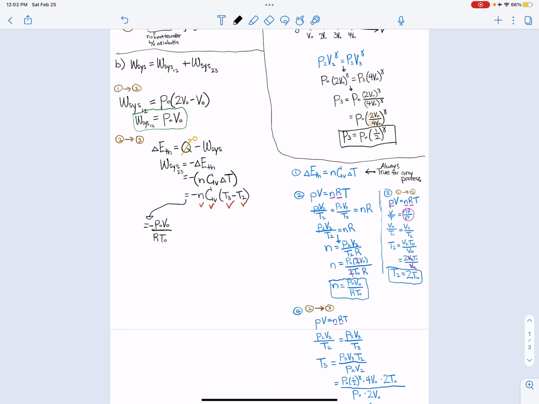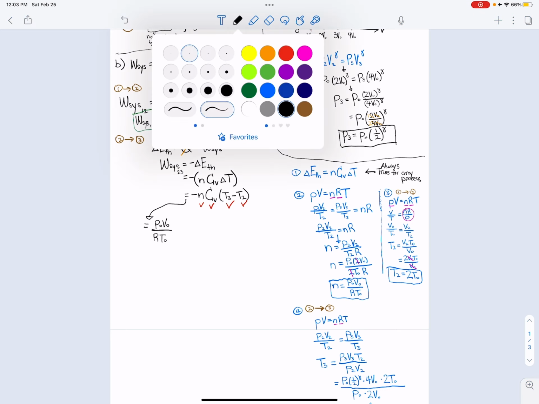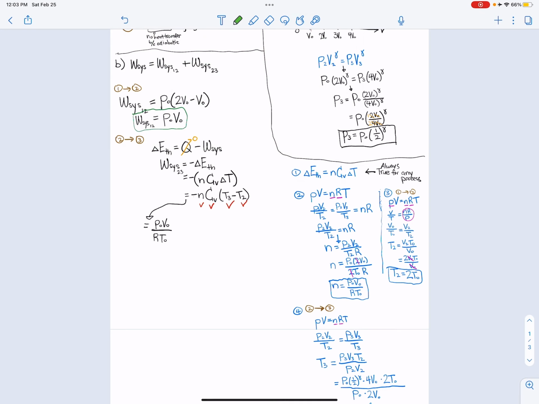You know what? Instead of having that minus, I'm gonna multiply that negative into this parentheses, so it will be T2 minus T3, right? I just multiplied everything that's in the parentheses by this negative so that I could get rid of that negative outside. All right?